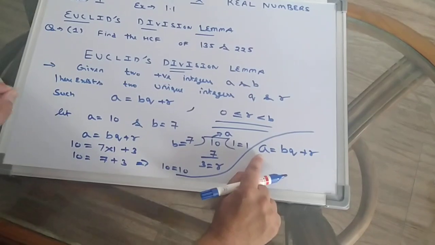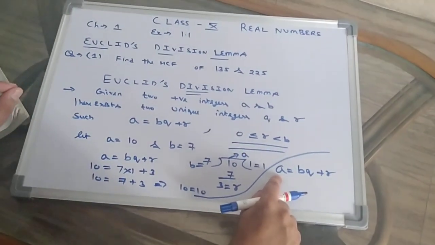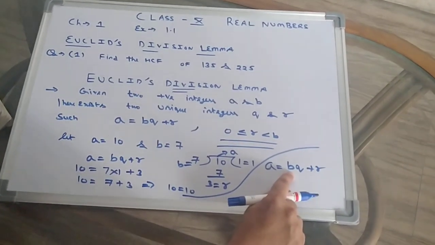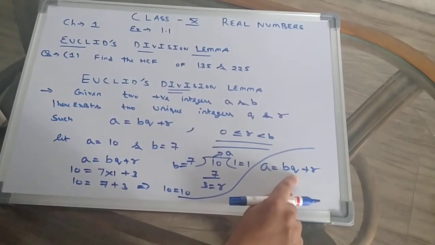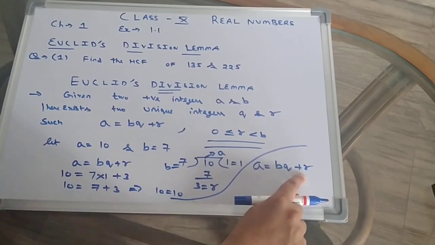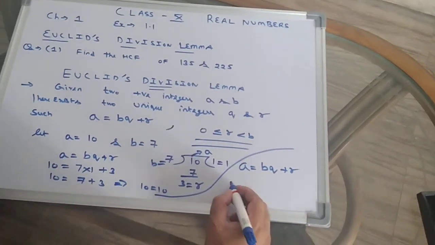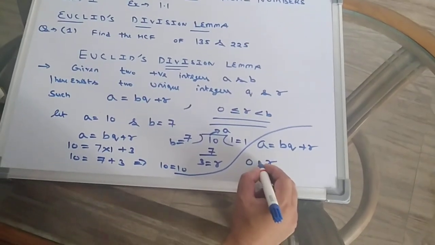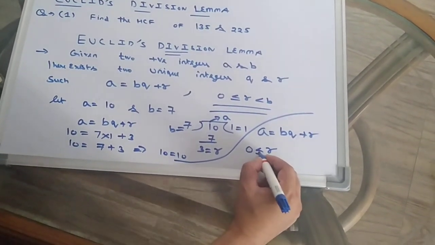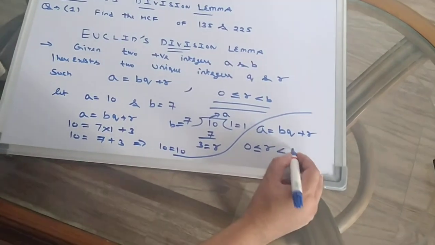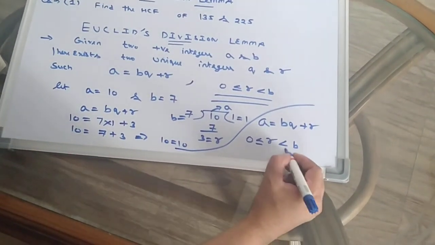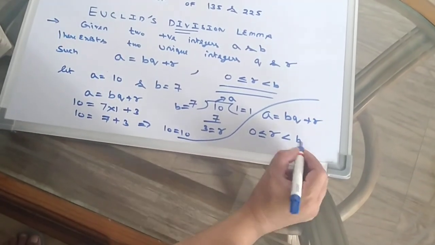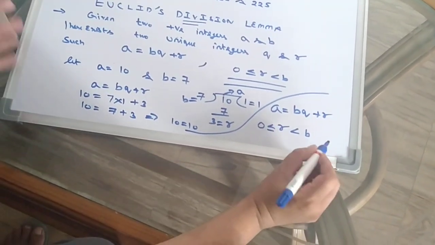In simple language, a is the positive integer which we have to divide, b is the number by which we have to divide. q is our quotient and r is our remainder. The condition on remainder is, if the number is wholly divided, the remainder is 0. It is equal to or greater than 0, but it is definitely less than b. Otherwise the division process continues till the remainder comes out either 0 or less than b.